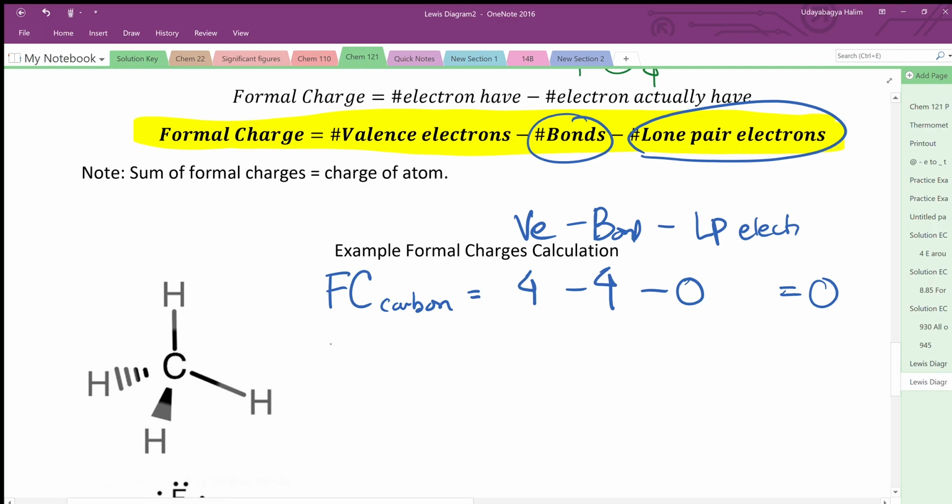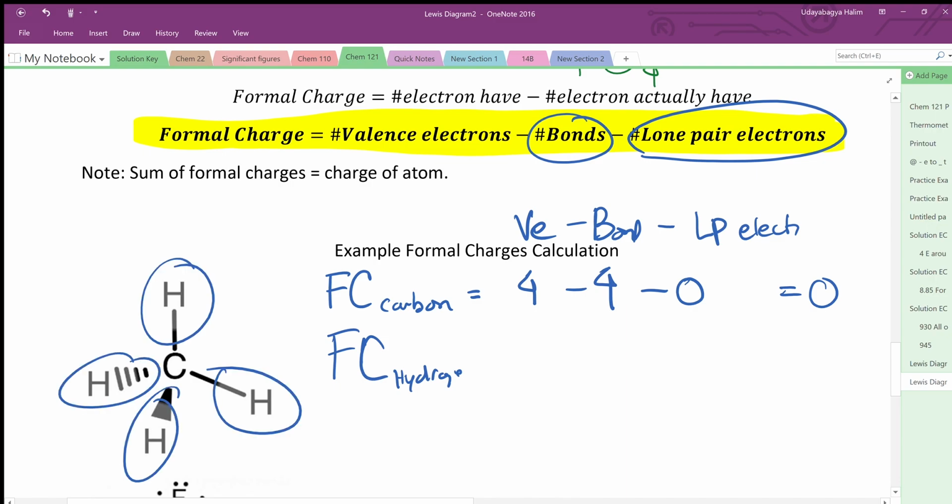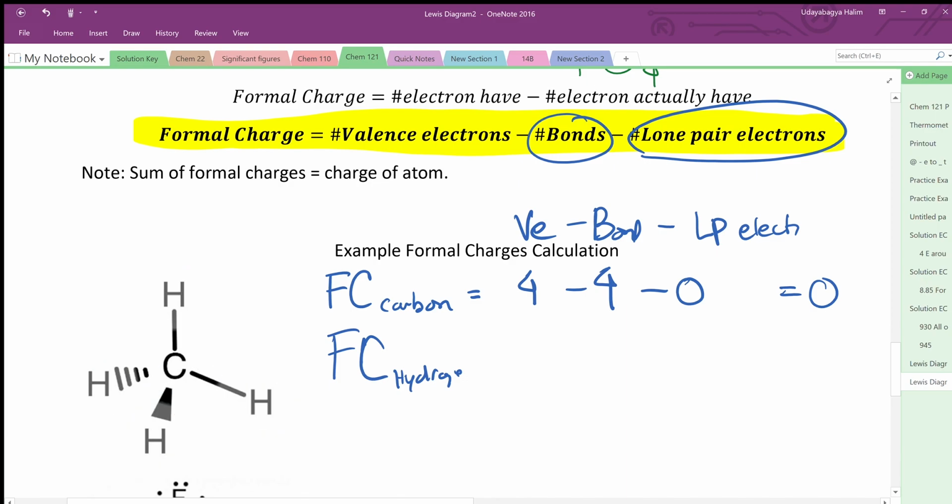And if I were to do the formal charge of hydrogen, notice that all the hydrogens are basically the same, so I don't have to distinguish which one. How many valence electrons does hydrogen have? 1. And how many bonds does hydrogen have? Just that 1 bond. And how many lone pairs does hydrogen have? There's no lone pair, so 0. So the formal charge is 0. If I put all the formal charges next to each of the atoms, you'll find that this is going to be 0, 0, 0, 0, and 0, because all the hydrogens are equivalent.